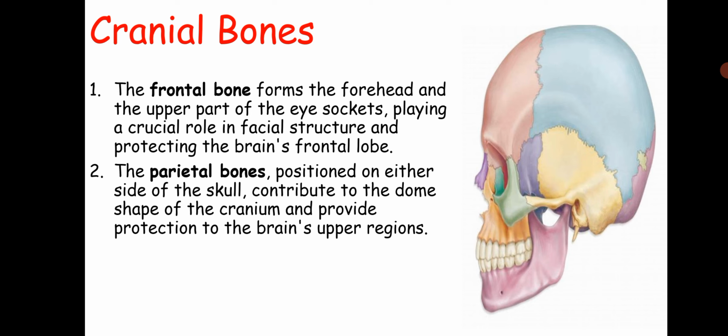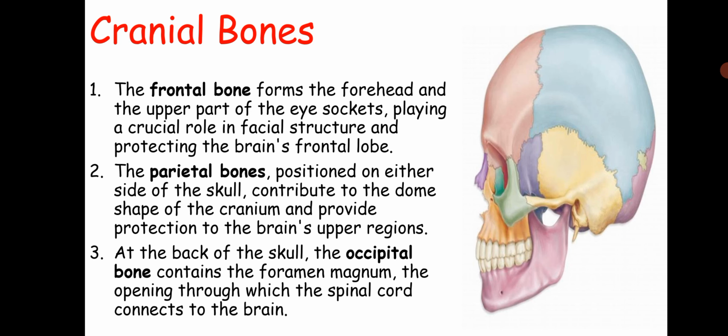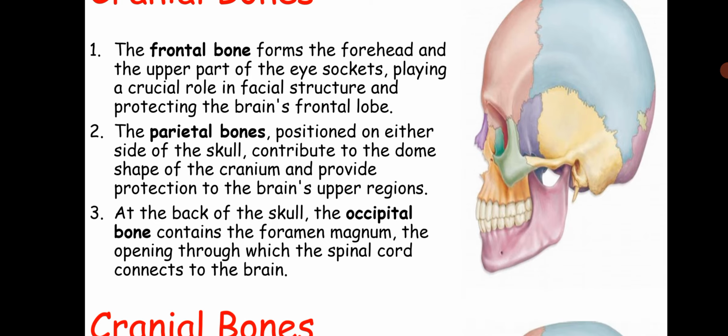The next bone we have is the parietal bone. Here you can see in the skull the blue color bone that covers the most portion of the skull is the parietal bone, and it is positioned on either side of the skull, contributing to the dome shape of the cranium and providing protection to the brain's upper region. At the base of the skull you can see the occipital bone that is pink in color, and it contains the foramen magnum, the opening through which the spinal cord connects to the brain.